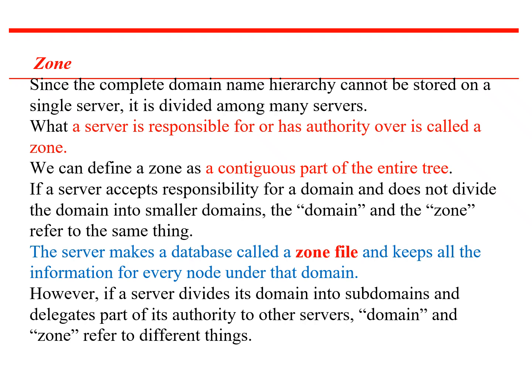A server makes a database called a zone file and keeps all the information for every node under that domain. However, if a server divides its domain into subdomains and delegates part of its authority to other servers, then domain and zone might refer to different things. So from this slide, we can understand that whichever server is responsible for or has control over a particular area or a particular tree, we call it a zone.